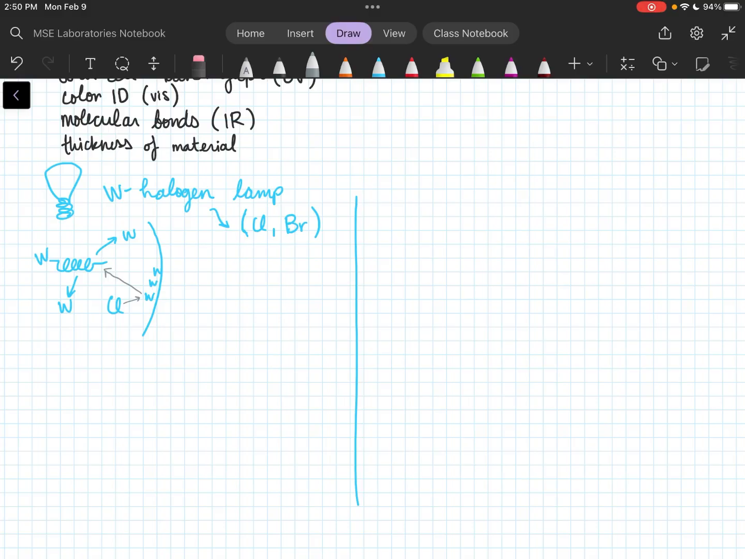So chlorine and bromine will both grab the tungsten that has been deposited on the inside of the lamp, and it'll stick it back on the tungsten using a little bit of the heat that the tungsten is creating itself. So it basically welds the tungsten back onto itself with the heat already present in the system. This lengthens the lifespan. That's why we do it that way.